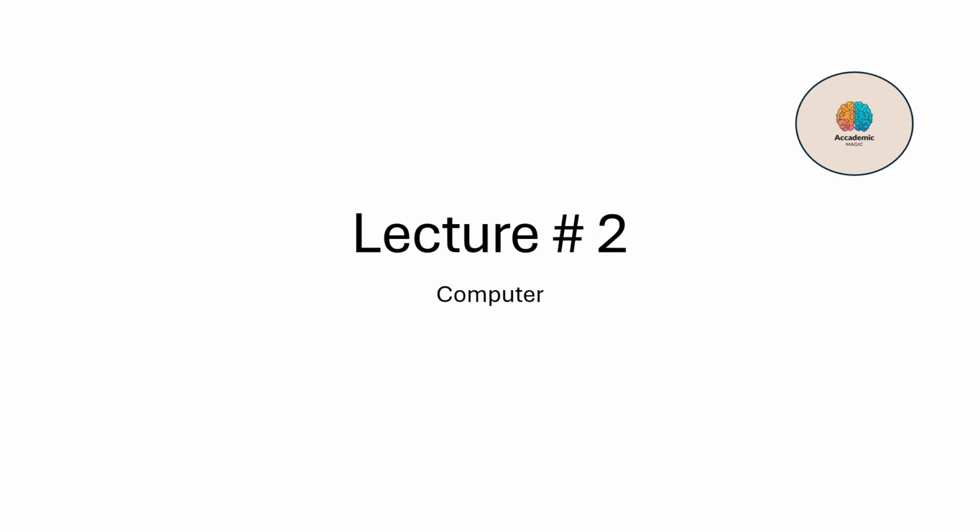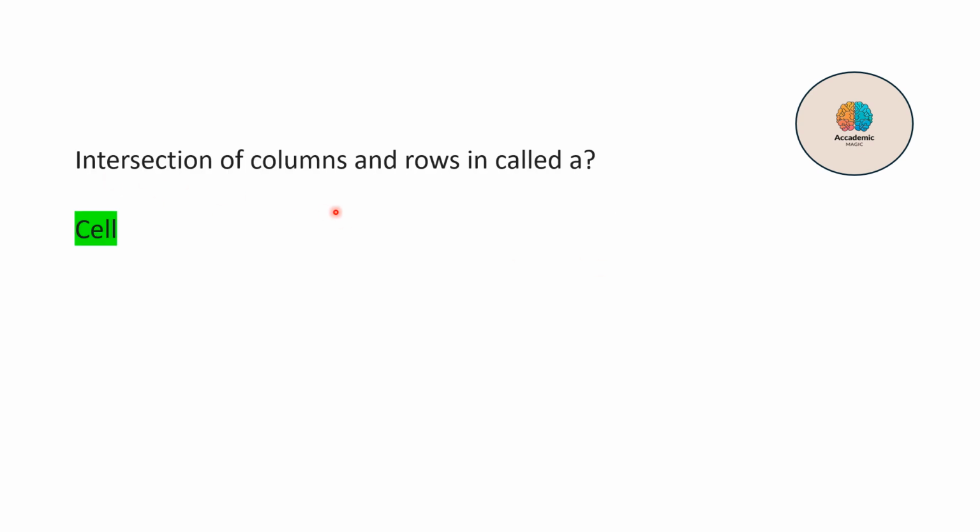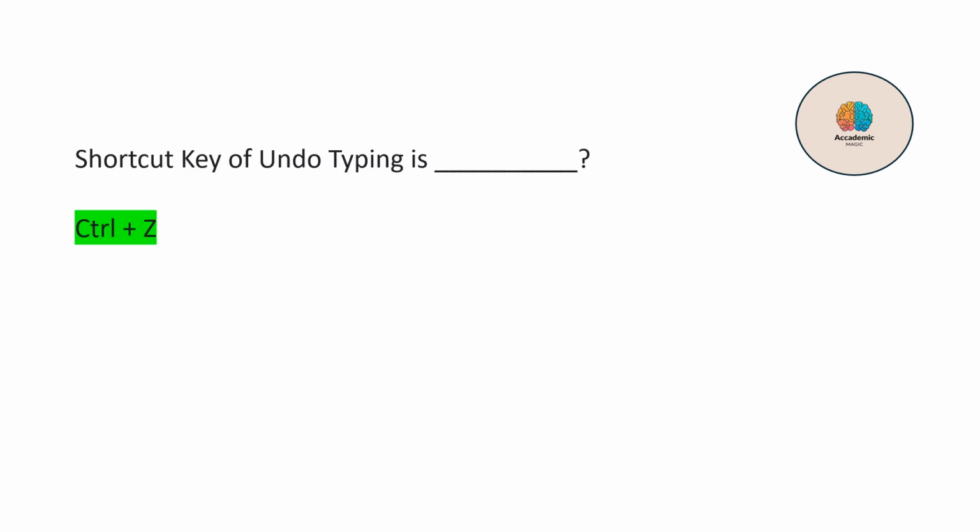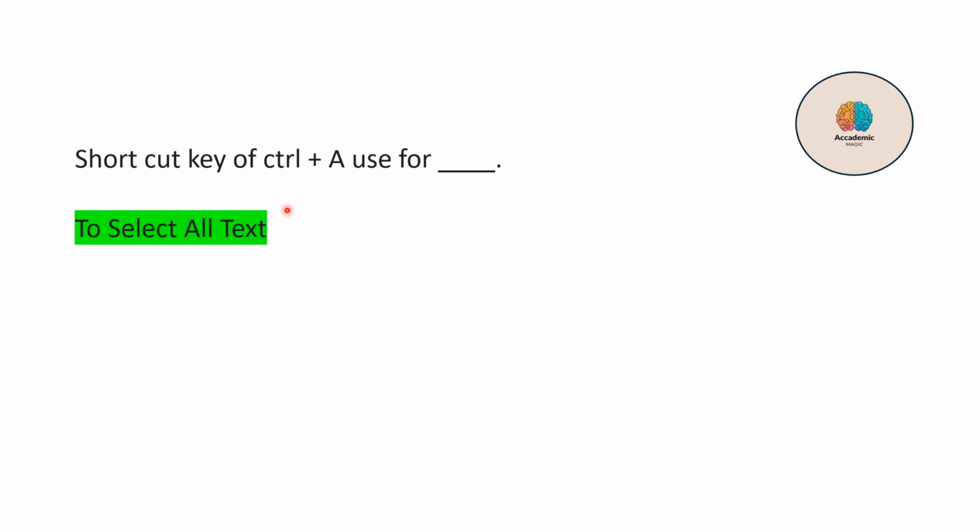तो चलिए शुरू करते हैं। Intersection of column and row is called a cell. Shortcut key of undoing typing is Ctrl+Z. Shortcut key Ctrl+A is used to select all text. WWW stands for World Wide Web.